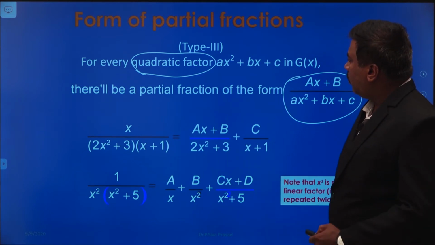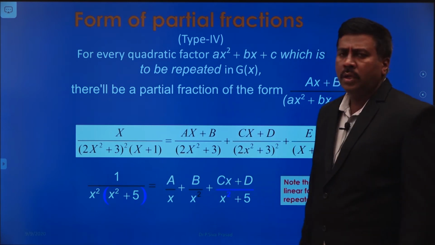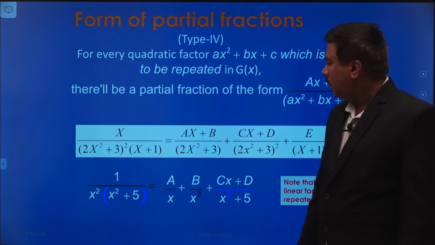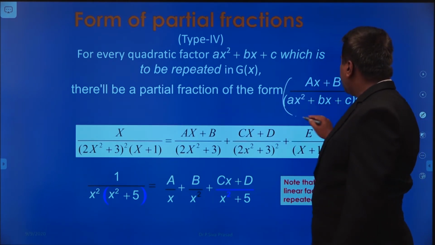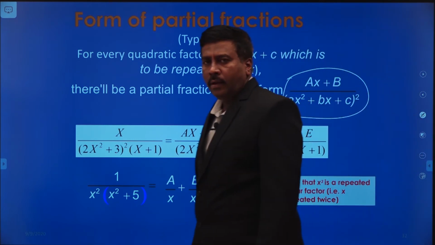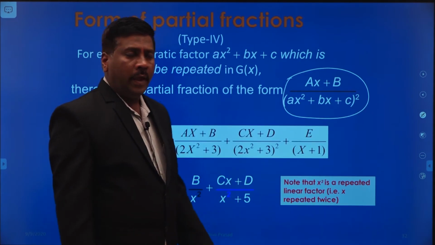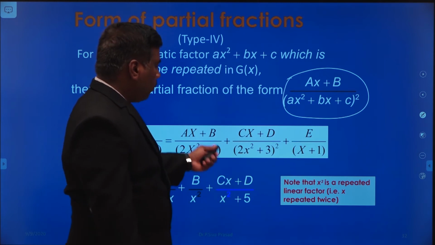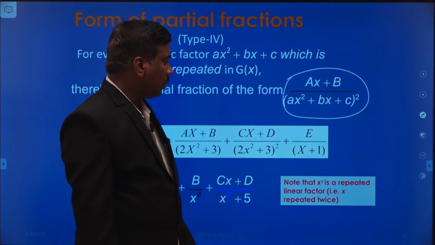And also type 4, for the quadratic factor which is to be repeated twice or thrice likewise, then how we have to take the partial fraction, that is Ax plus B by ax square plus bx plus c whole square and whole cube and whole to the power of 4 likewise. Then by using that, we have to take the procedure what we had followed in the previous lecture. These concepts you have to complete.